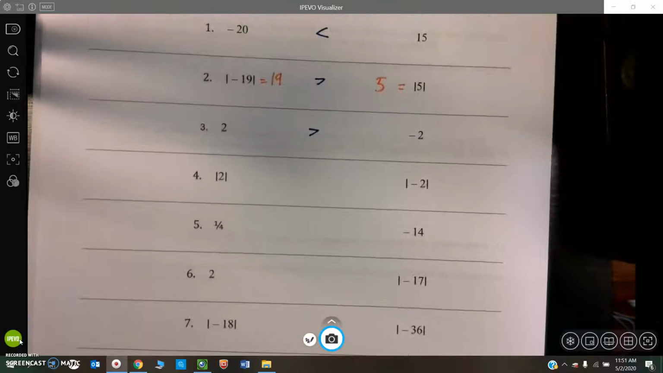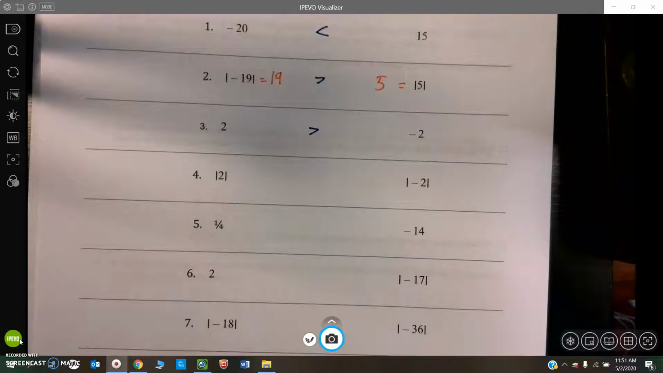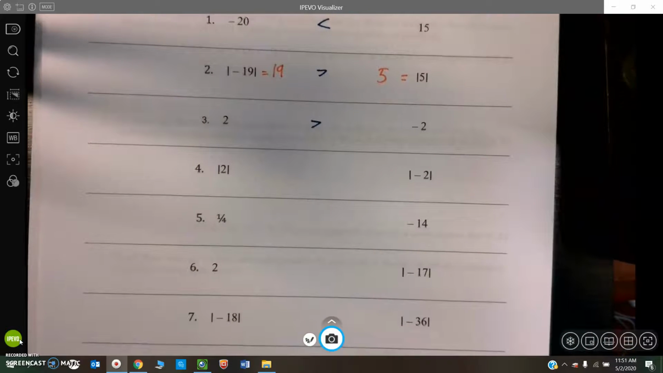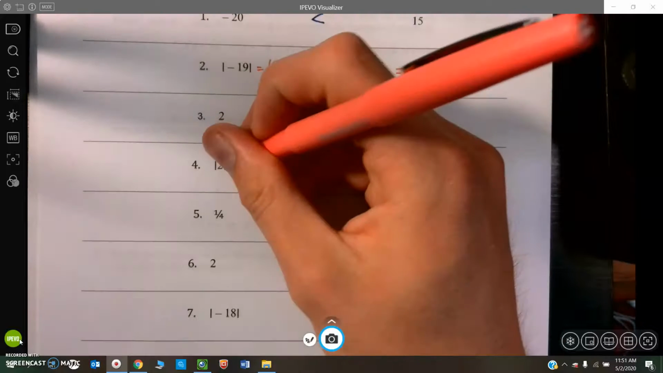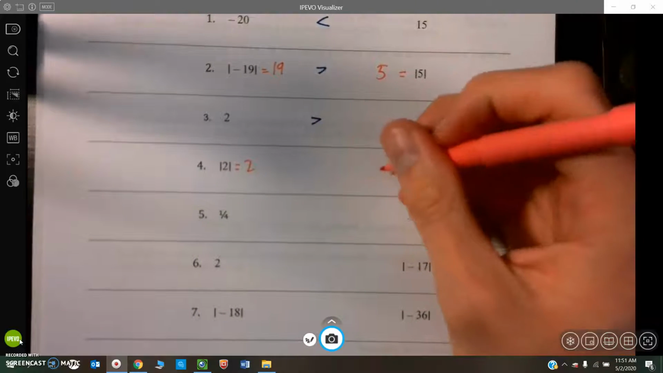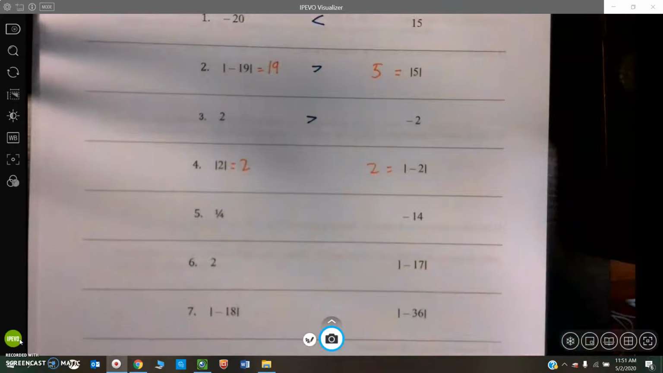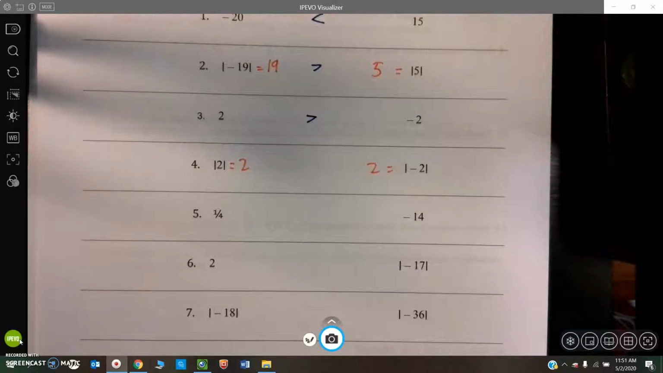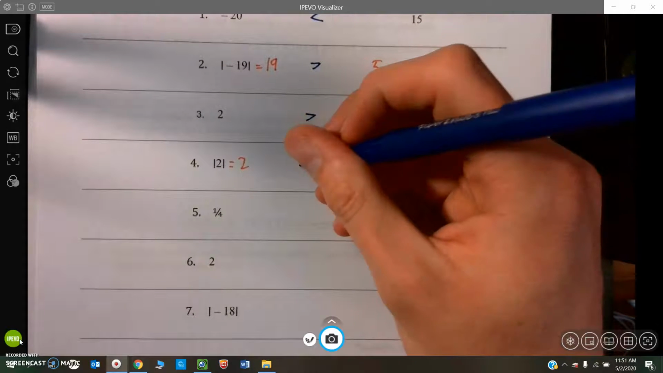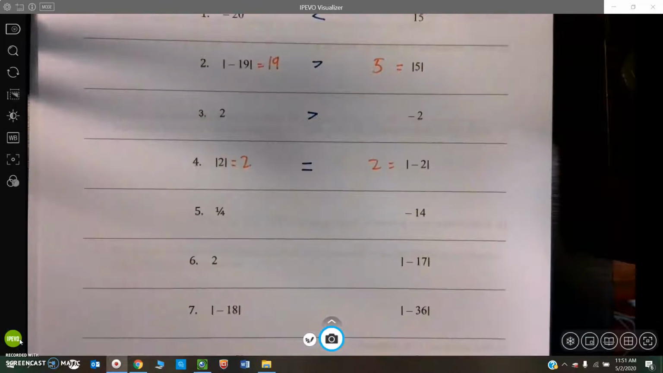Now for number 4, we don't have 2 and negative 2, we have the absolute value of 2 and the absolute value of negative 2. So once again, we need to ask ourselves, how far is this from 0 and how far is this from 0? Because it's not just those numbers, it's their absolute value. I know 2 is 2 units to the right of 0, and I know negative 2 is 2 units to the left of 0. So both of these numbers actually have the same absolute value. They are opposites. They are the same distance from 0. So the absolute value of 2 and negative 2 is actually equal.